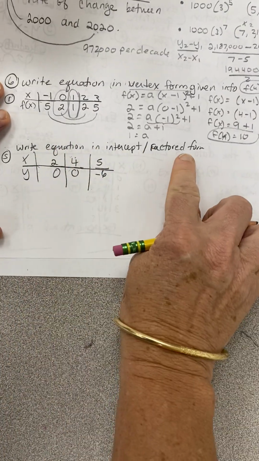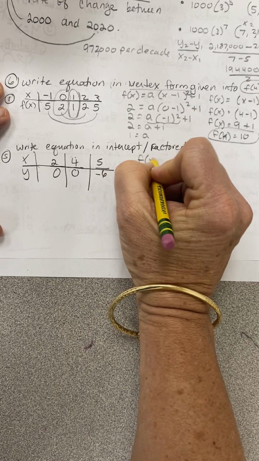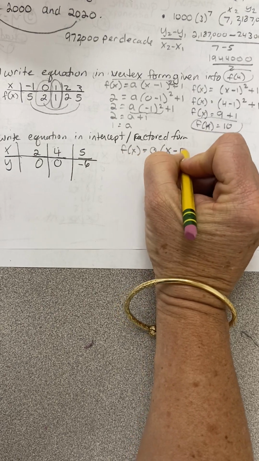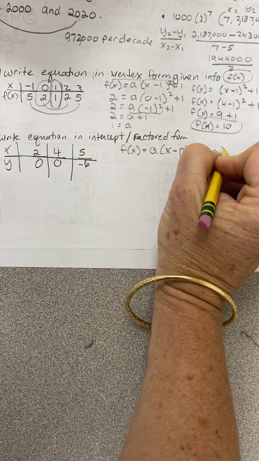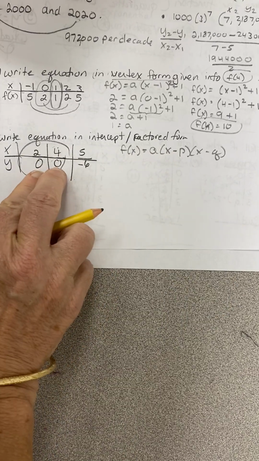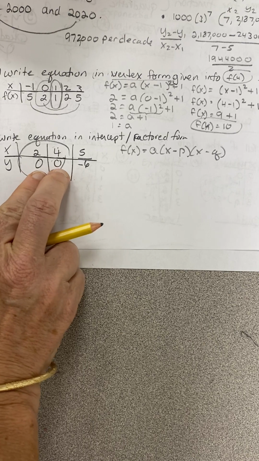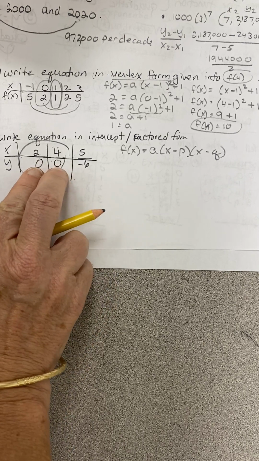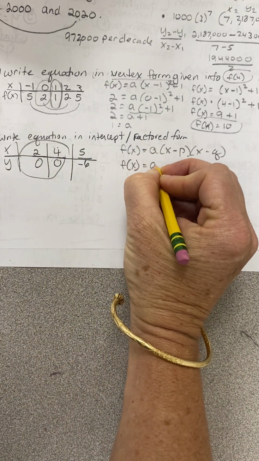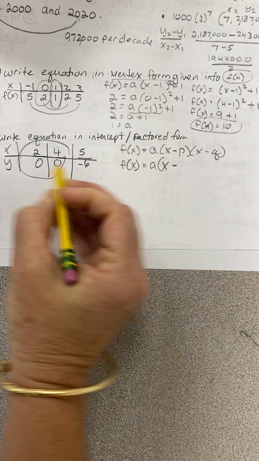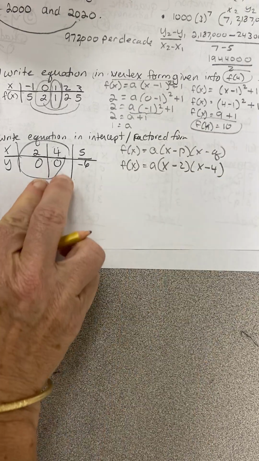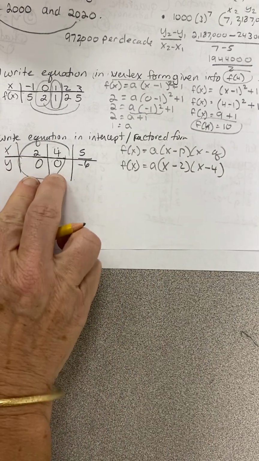This one says write it in intercept form. Okay, so I always like to just write the equation so I'm not getting confused. All right, so I need the factored form. I need to find my zeros. My zeros are right here. They're the ones that have zeros in the y. So it's not that they're repeating, it's because I see zeros in the y. All right, so I know I'm going to fill this in. So x minus 2, x minus 4, okay? It's always the x's of the zeros.